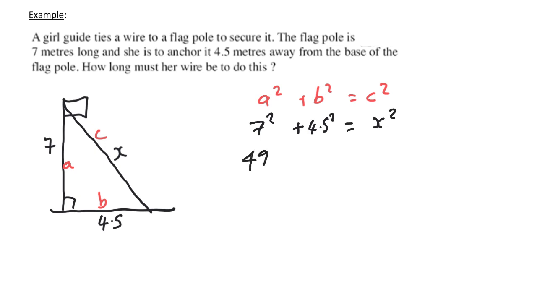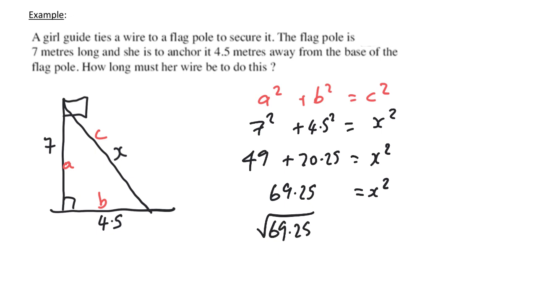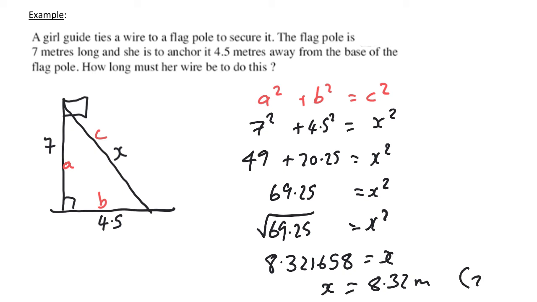We have 49 plus 20.25 is equal to x squared. So that's 69.25 is x squared, and then taking the square root of 69.25, we get that x is going to be 8.321658. So let's say that x equals 8.32 meters to 2 decimal places.